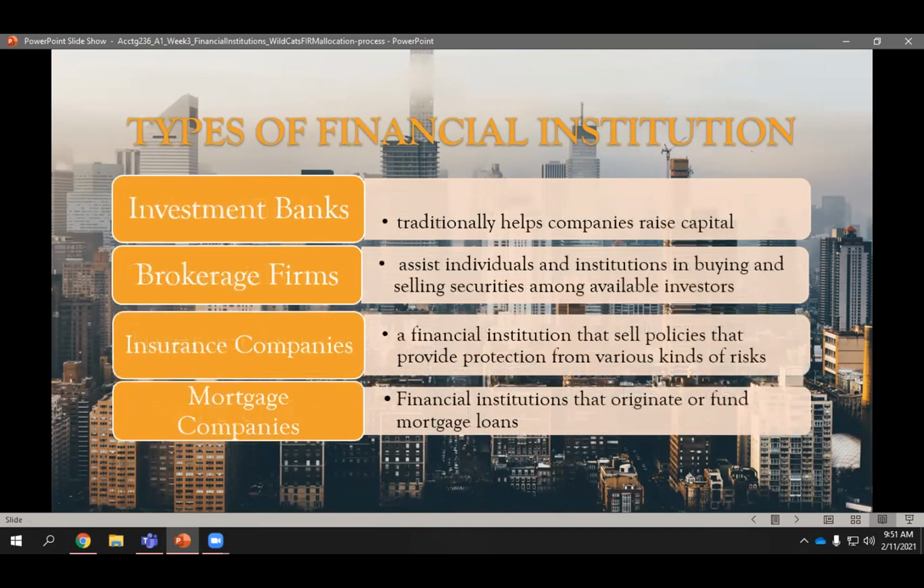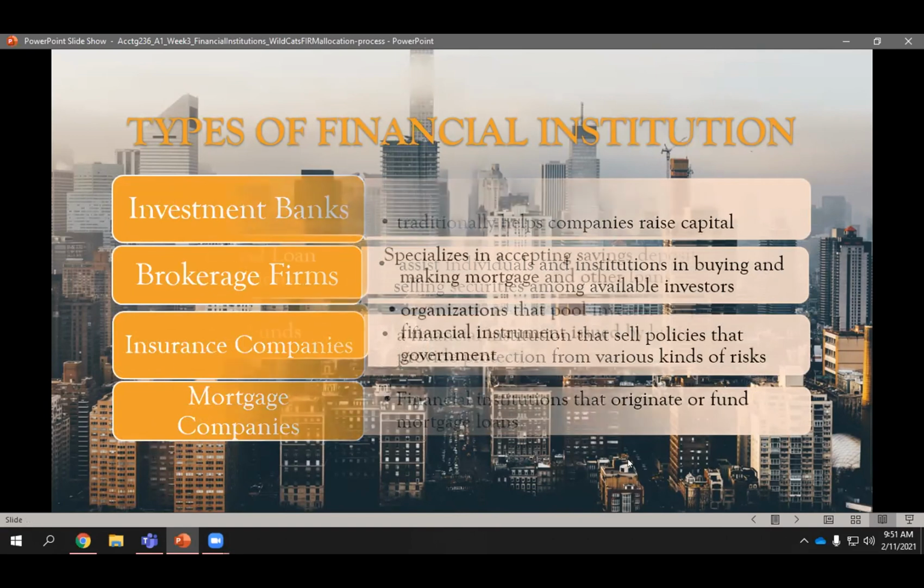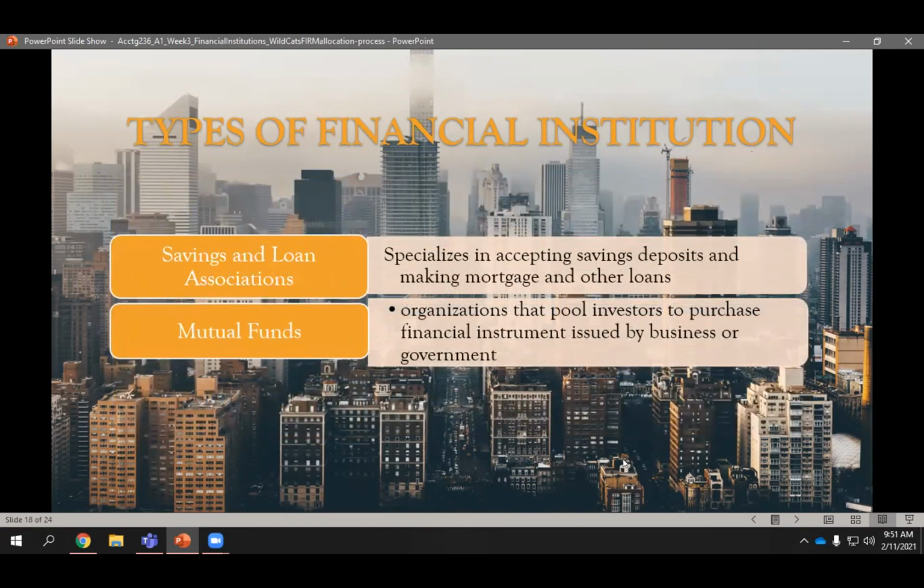Then a brokerage firm acts as a middleman between buyer and seller. An insurance company, of course, insures its customers against certain risks, for example, a car accident. Then mortgage companies fund mortgages for residential and commercial property. Then the savings and loan association is similar to a bank that specializes in helping people get residential mortgages.